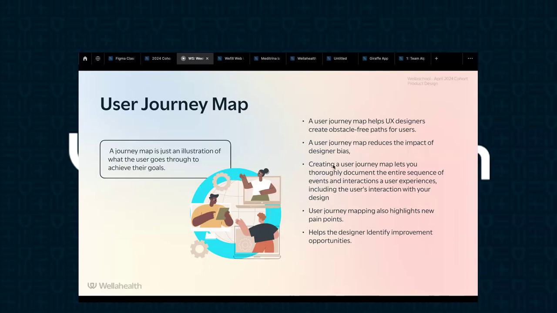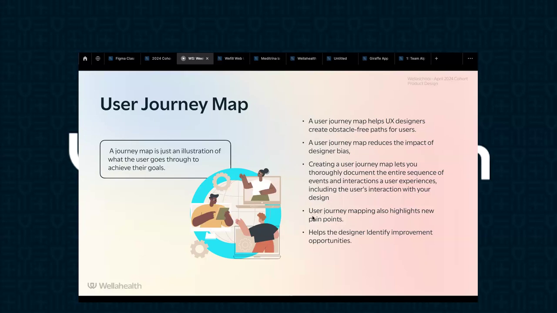The user journey map also lets you thoroughly document the entire sequence of events and the interactions the user experiences, including the user's interaction with your design, that is, when you have a design. But since you don't have a design at the moment, what you're trying to map out is the user's path through solving the problem that they are solving as they're doing it today, right?